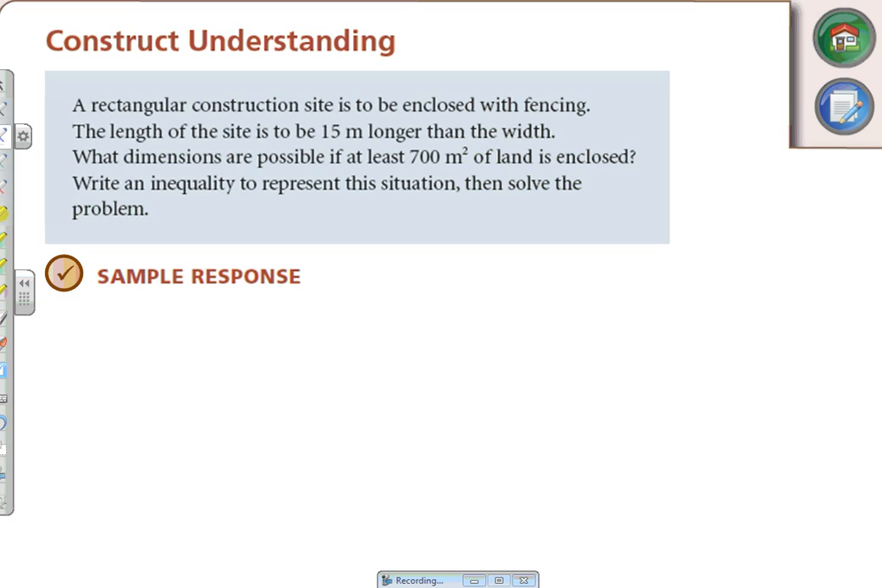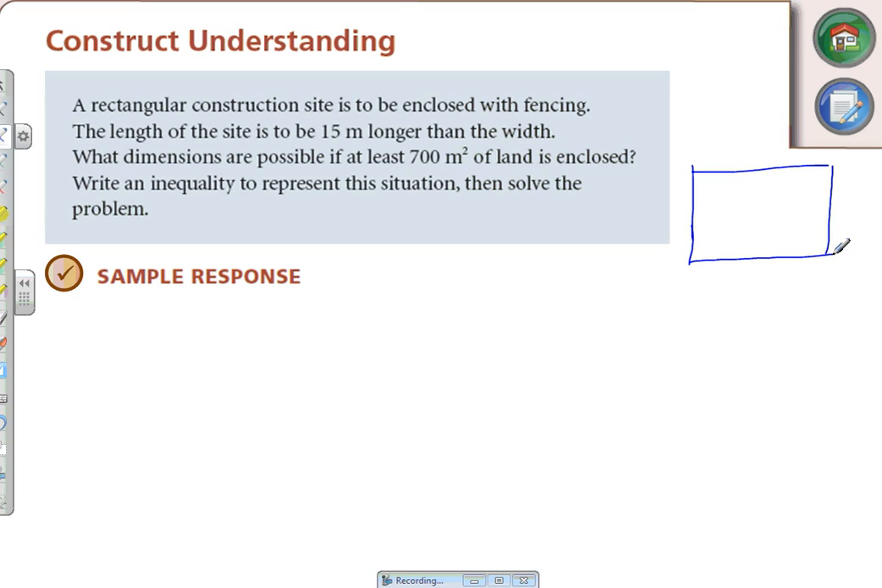Alright, so a rectangular construction site is to be enclosed with fencing. The length of the site is to be 15 meters longer than its width. Well, let's draw it so we can get a visual of what's going on. What dimensions are possible if at least 700 meters squared of land needs to be enclosed?